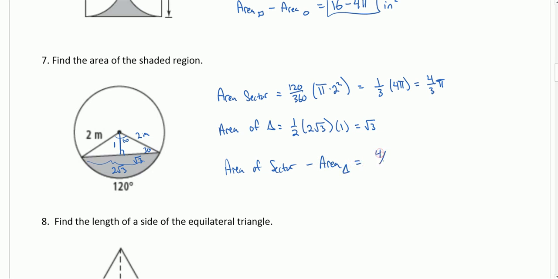And that's 4/3 pi minus the square root of 3 meters squared.